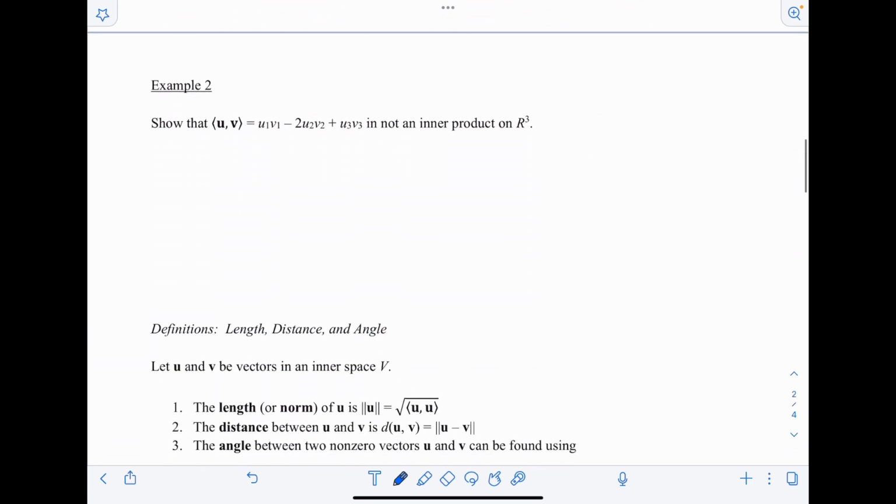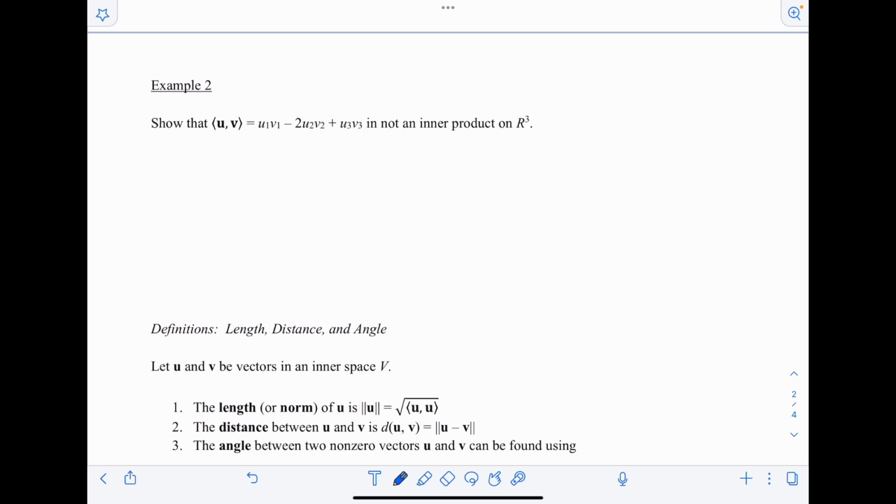All right, let's move on and do another example here. We're going to show a different one now, a little bit different. We're going to show that u dot v equals u1v1 minus 2u2v2 plus u3v3 is not an inner product on R3.